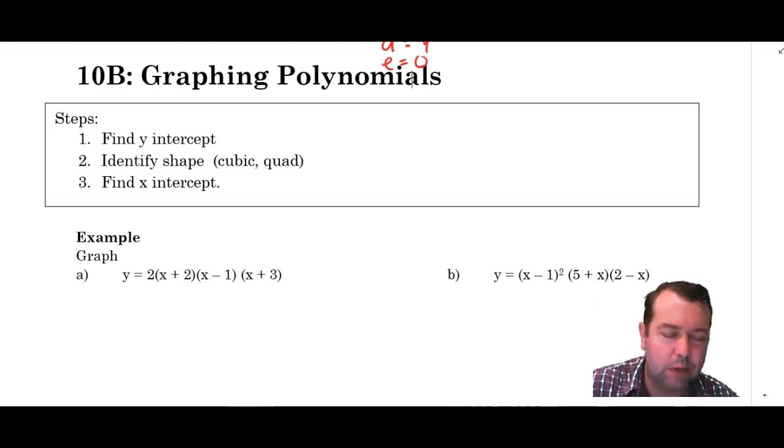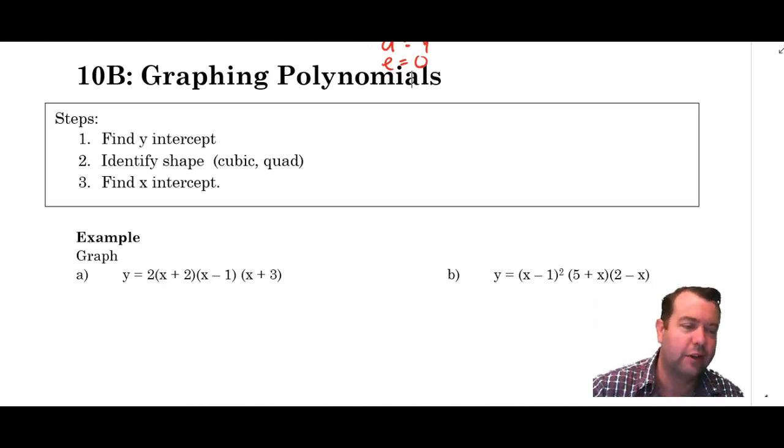Identify the shape. Now I need to explain this a little bit. We know that a linear equation is a straight line. And if it has a positive gradient, it goes from typically the third quadrant to the first quadrant. It mostly exists in the first and third quadrants, right? It goes up from bottom left to top right.